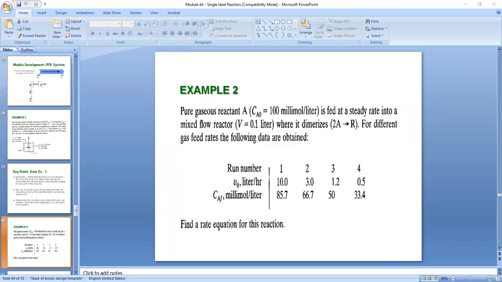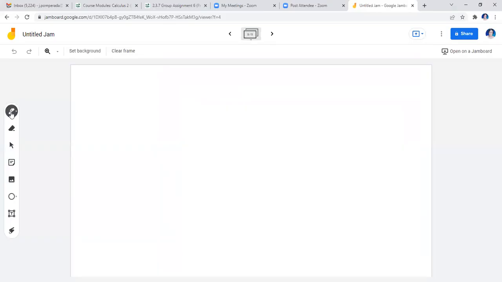Class, wait, I can't see my Jamboard, so I need to open Jamboard first. Okay. Here we are in Jamboard, and we are to write the information available for us to use. This is still a problem on mixed flow reactor. So we have the given. We'll write the given information for the said problem.